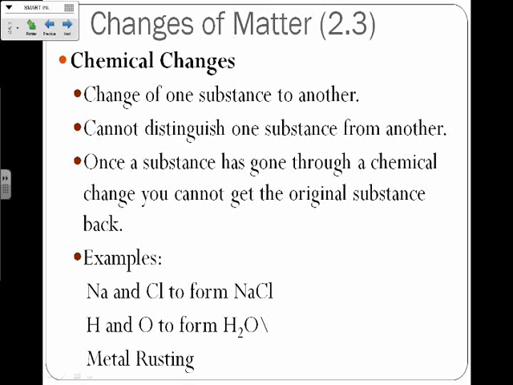Now, all you have to do is a short summary here. I want you to write a Facebook status summary. That means if you were to write a Facebook status about physical and chemical changes, what would you put? Go ahead and write that on your paper, and I'll see you in class.